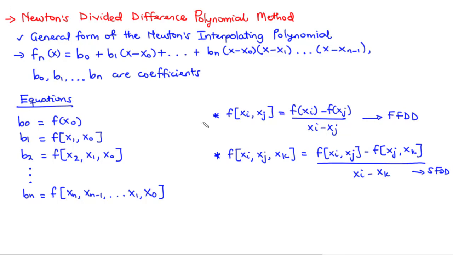So for example, for f of [xi, xj], that is in the bracket, that is said to be equal to f of xi minus f of xj, all divided by xi minus xj. Now this is said to be the first finite divided difference. And then also we can have f of [xi, xj, xk] also in a square bracket, and that is said to be equal to f of [xi, xj] minus f of [xj, xk], all divided by xi minus xk. This is called the second finite divided difference.